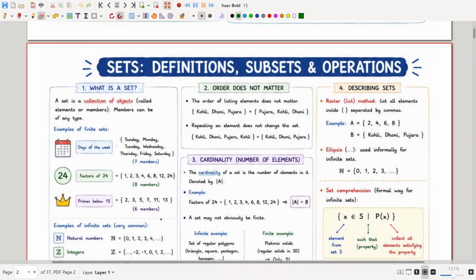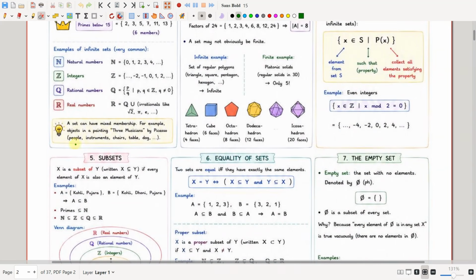Okay, so a set can have mixed membership. For example, the objects in a painting, Three Musicians by Picasso. See here, mixed membership means it can be anything. It can be some description about a person. It can also denote an object. It can also denote numbers. It can be anything.